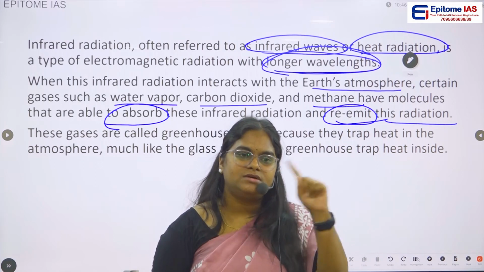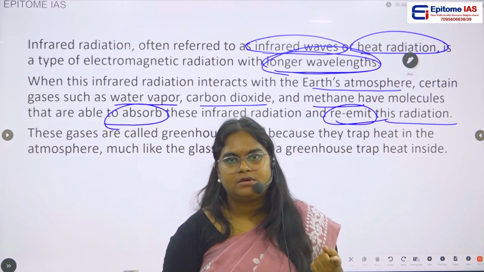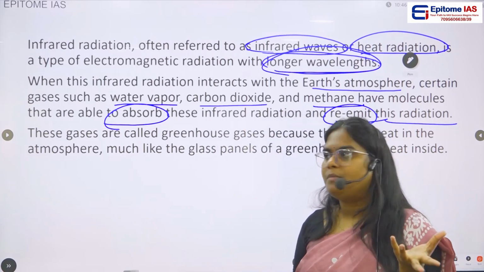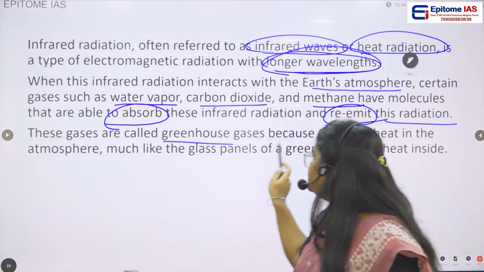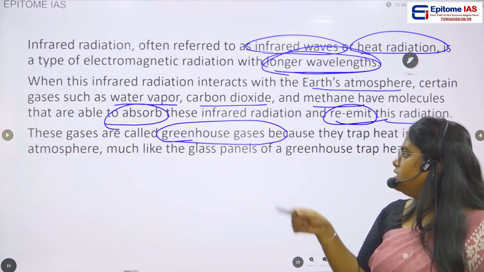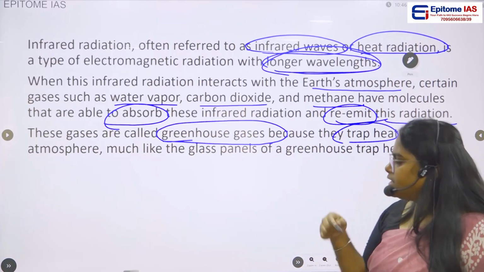Because of that, the Earth's surface and the atmosphere both get heated up. Okay, and this will cause global warming. So these gases are called greenhouse gases. That's why we saw this phenomenon yesterday. These greenhouse gases technically trap the heat in the atmosphere.